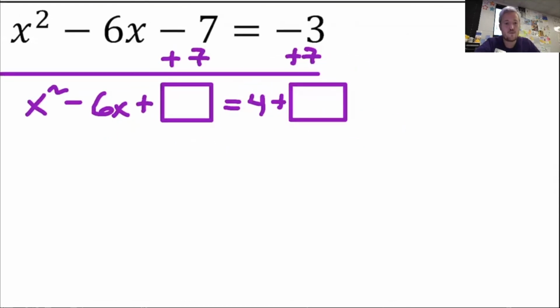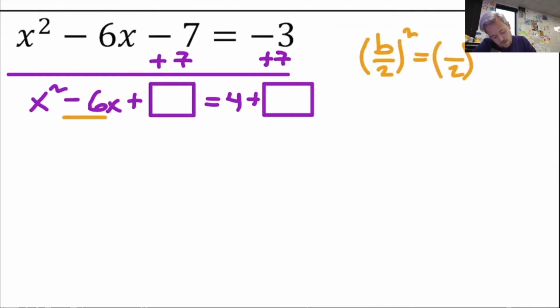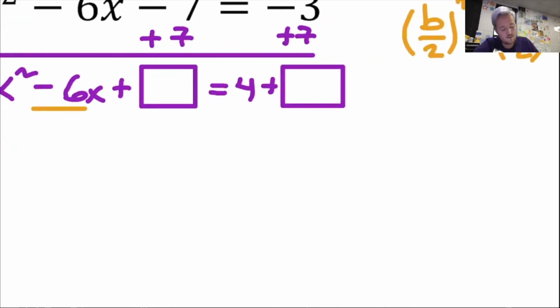All right, now we got to find what's going to go in the box. My b value here is -6. So b divided by 2 squared. Our b value here is -6, so that's what's going to get written there. Now over here, I'm going to start solving. -6 divided by 2 is -3 squared. Then square it and you get 9. So 9 is written in the boxes.